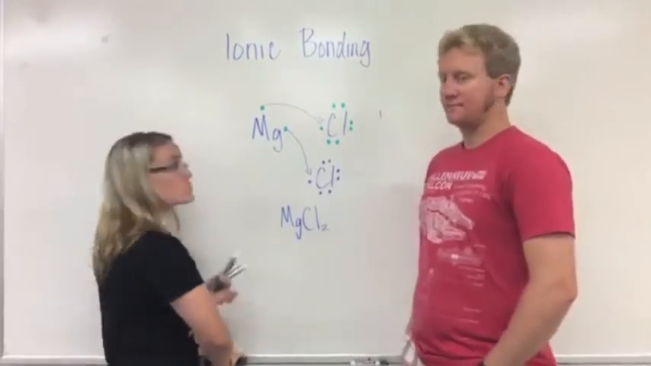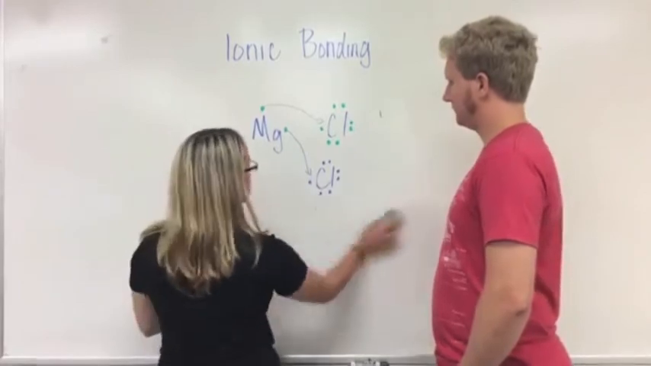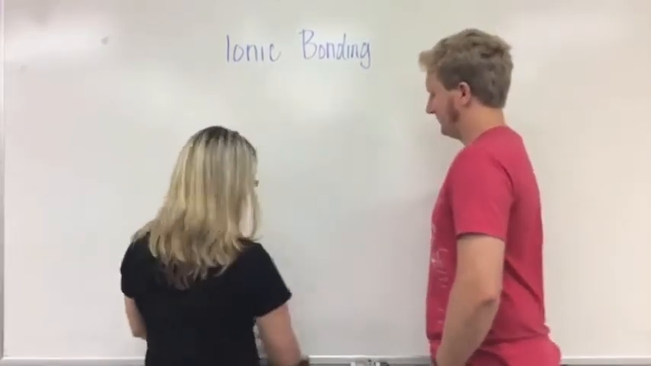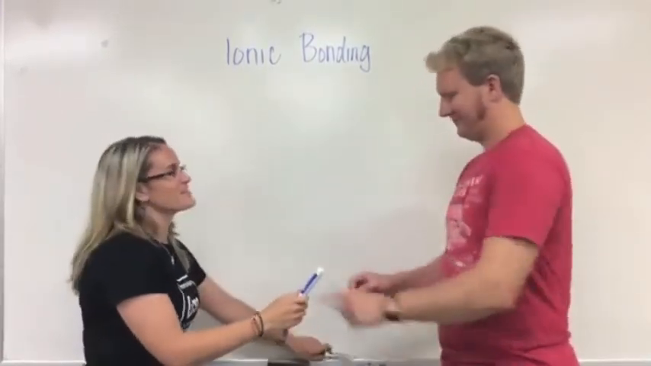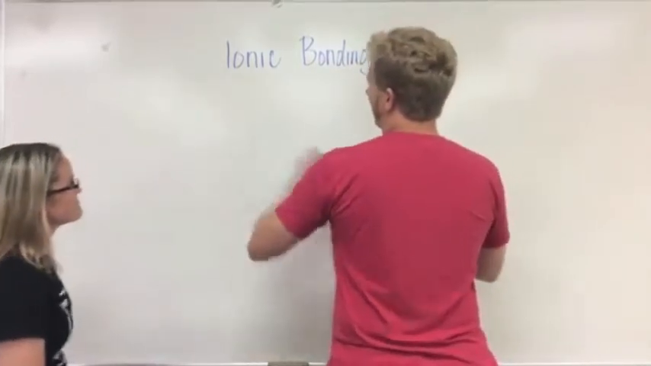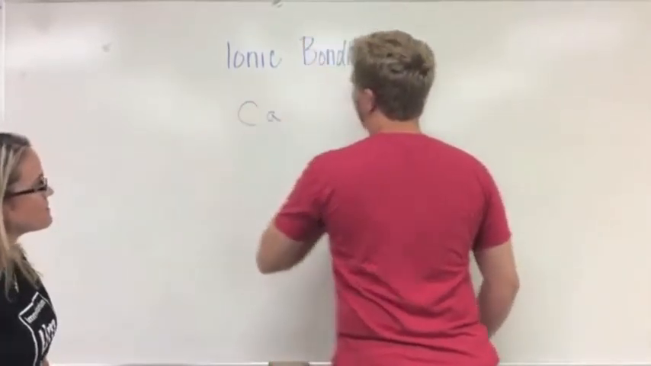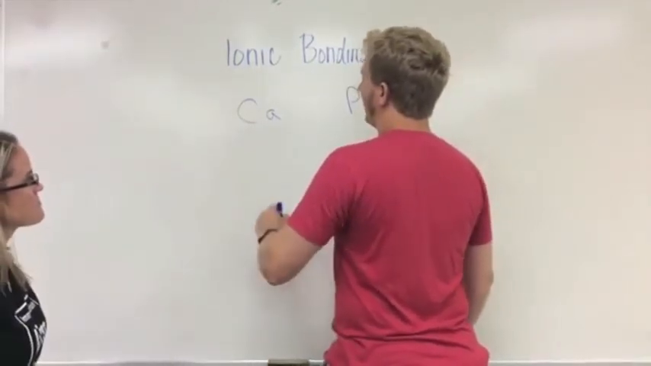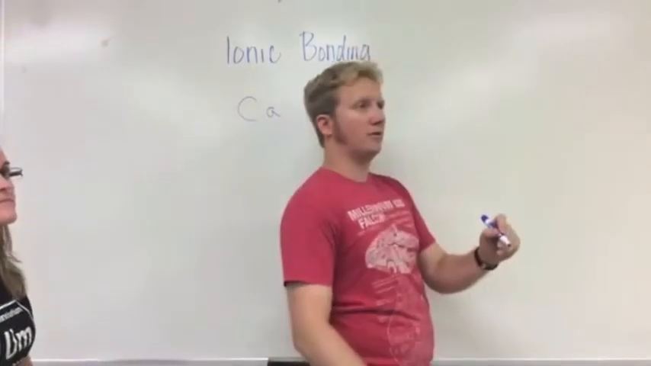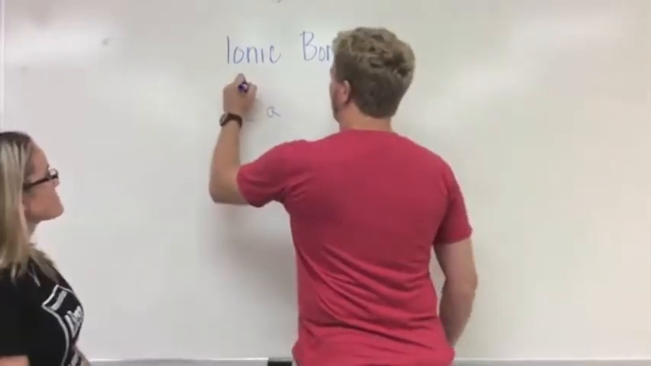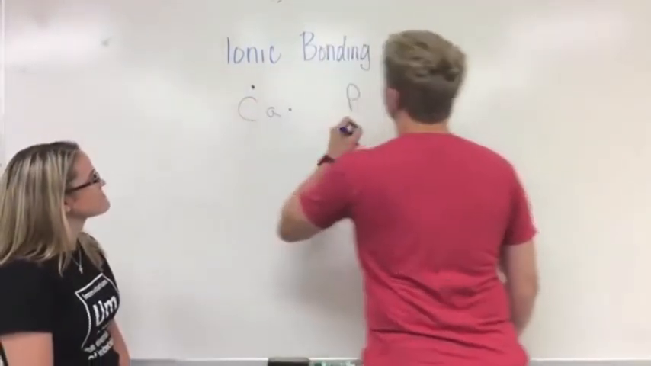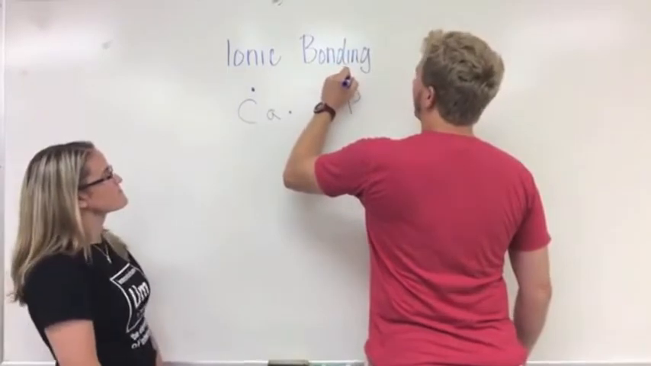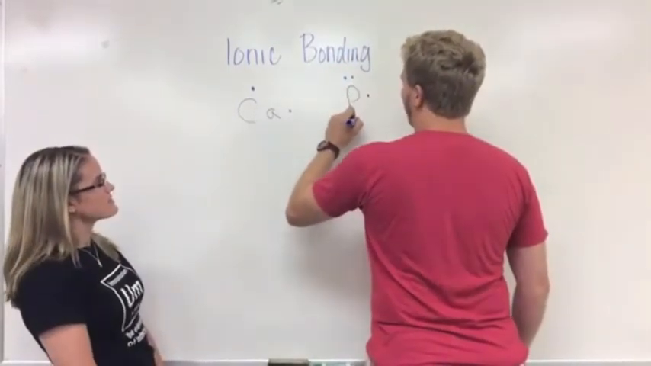Okay, so we've got one more that I'm going to let you try. Yay! I know you'd be excited. Yours is going to be Ca, so calcium, and phosphorus, P. All right. Calcium has 2. And phosphorus still has 5. Correct.